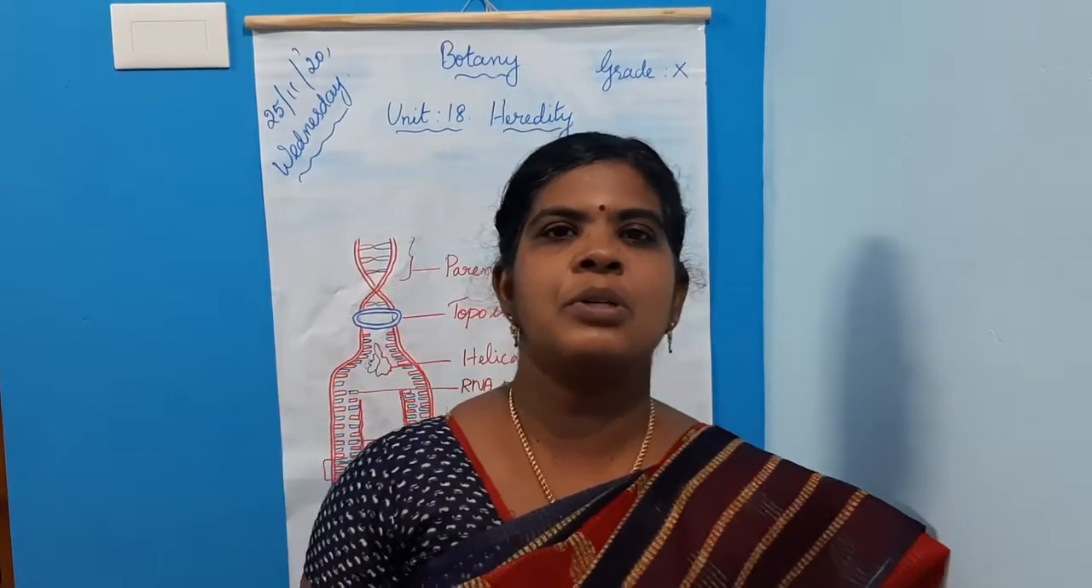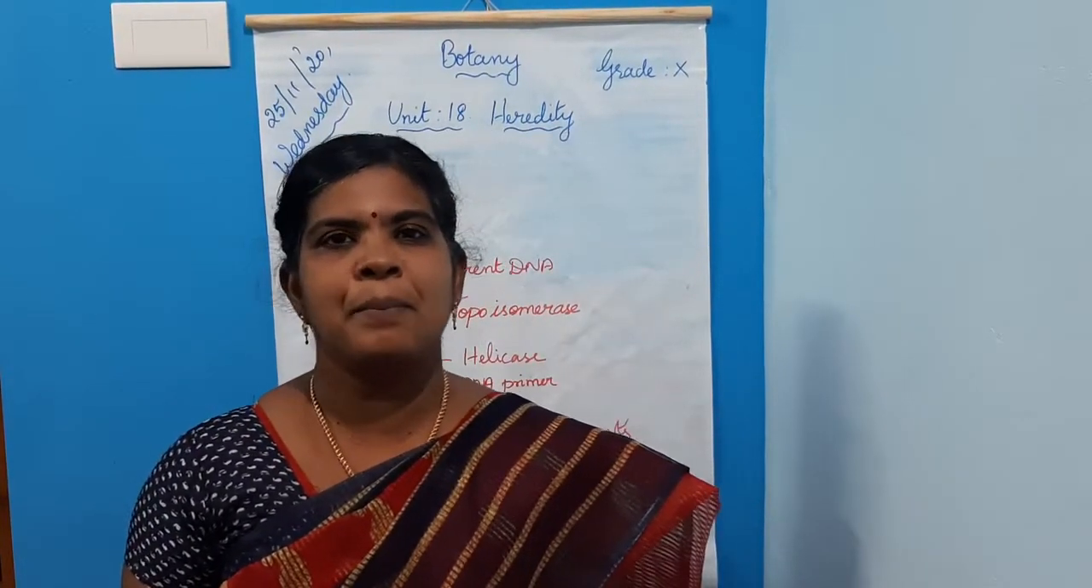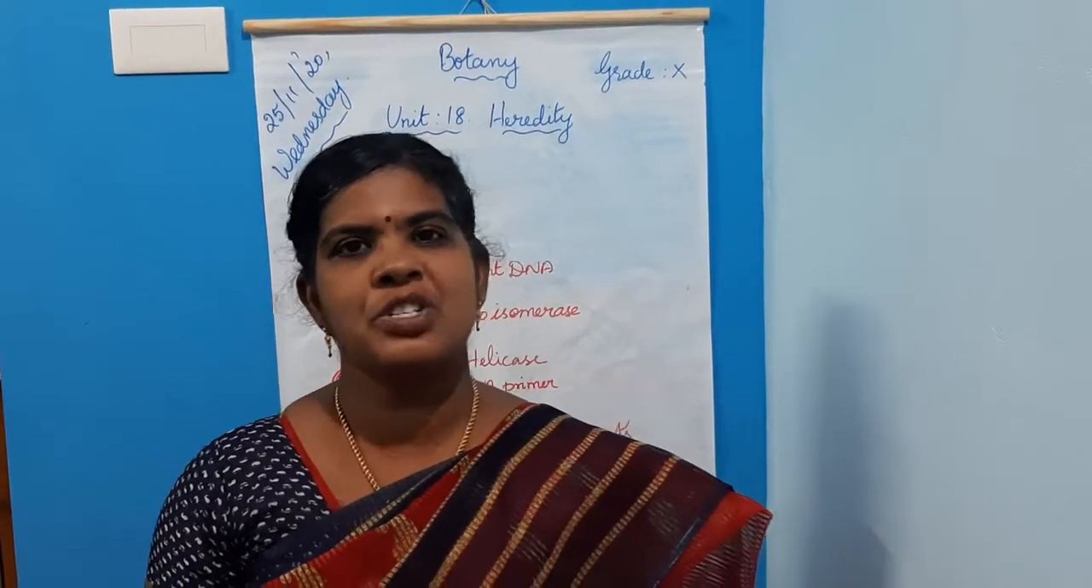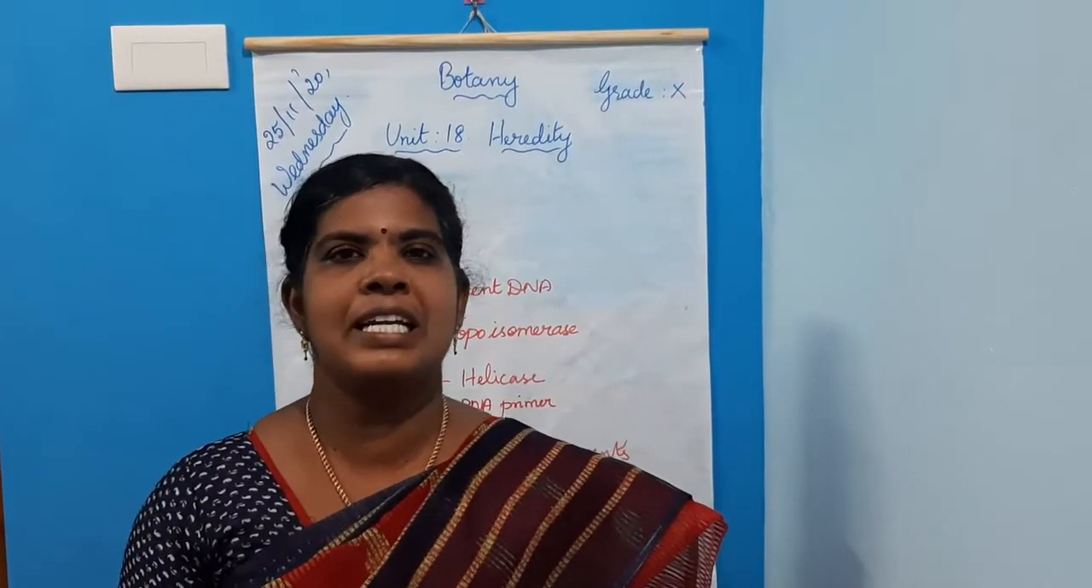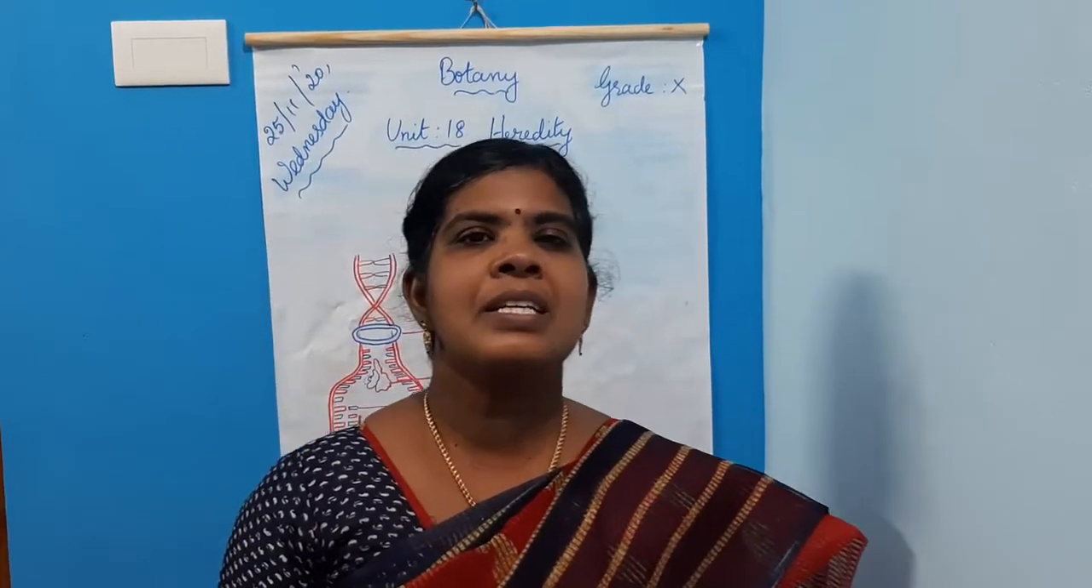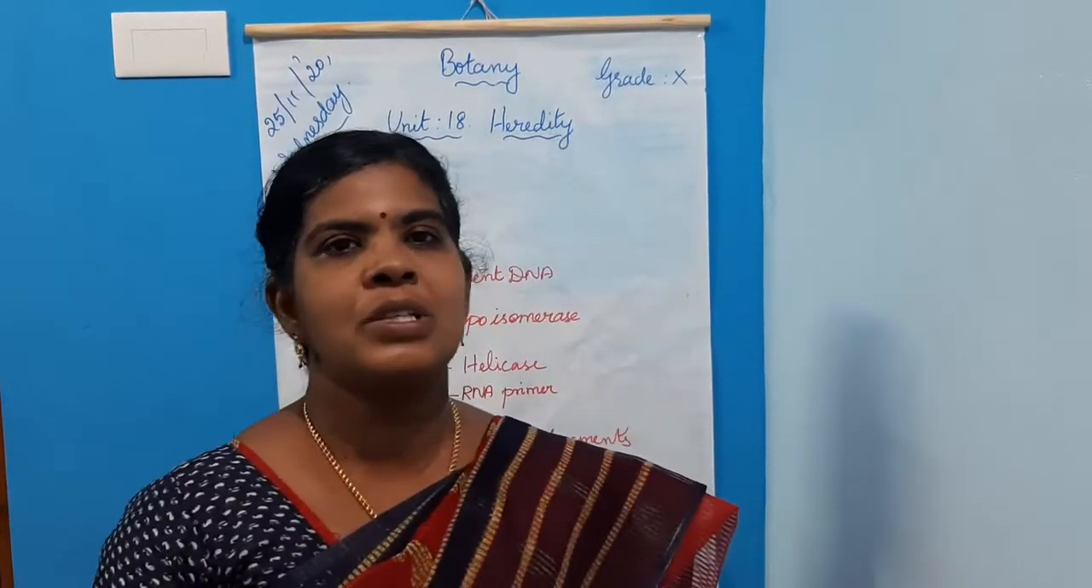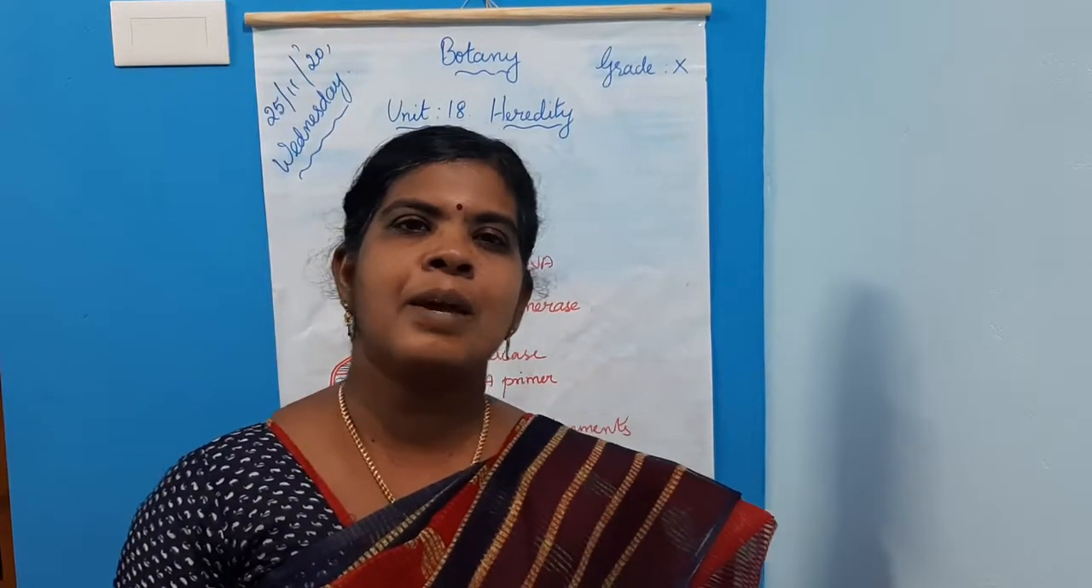Okay children, in the previous class we all learned about the types of chromosomes based on the position of the centromere, based on the function and the structure of DNA. Isn't it? What are the types of chromosome based on the position of the centromere? Telocentric, acrocentric, metacentric and submetacentric.